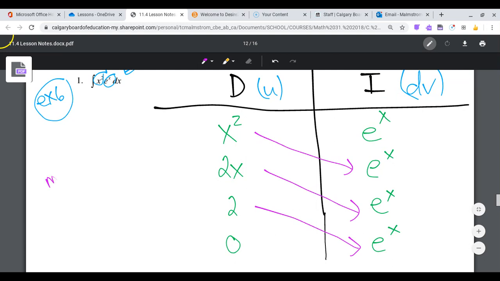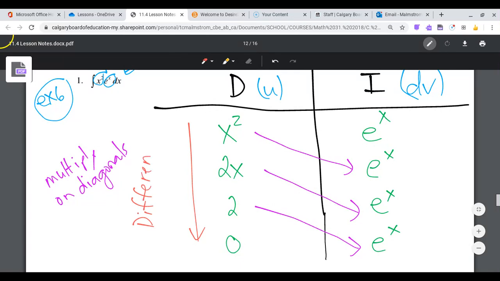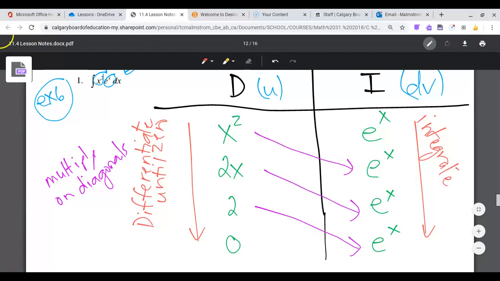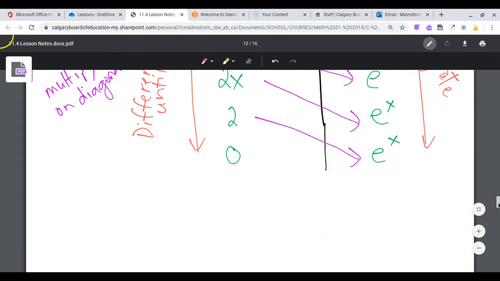Okay, let's write a note. Multiply on diagonals. And let's make another note. We differentiated all the way to 0. Differentiate until 0. And here we integrate until they match. Integrate. And I don't think I need to write the other part. Okay, so here comes the answer.